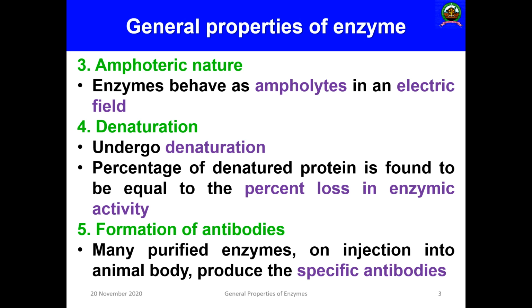The third one is the amphoteric nature. This is a very important aspect from which we can conclude that enzymes are proteins. Enzymes behave as ampholytes in an electric field. What are ampholytes? Components that have acidic and basic groups, and can form zwitterions, are known as ampholytes. We have already discussed this in the previous unit.